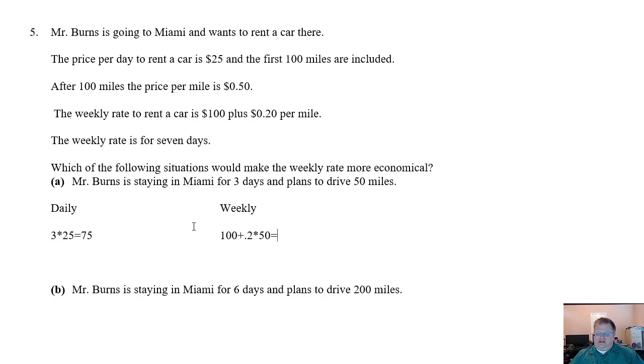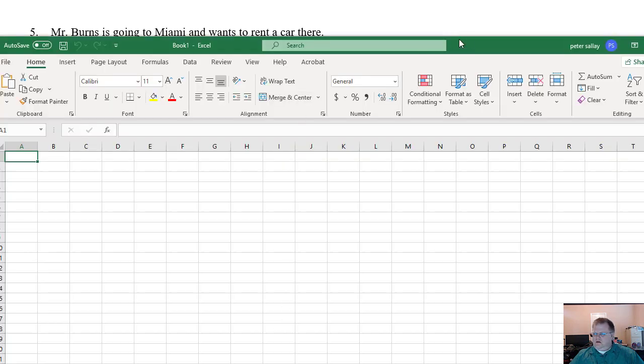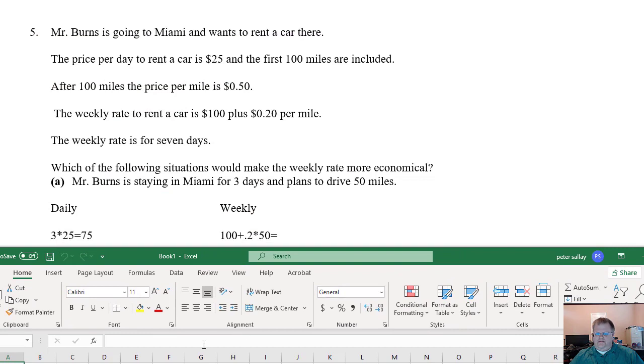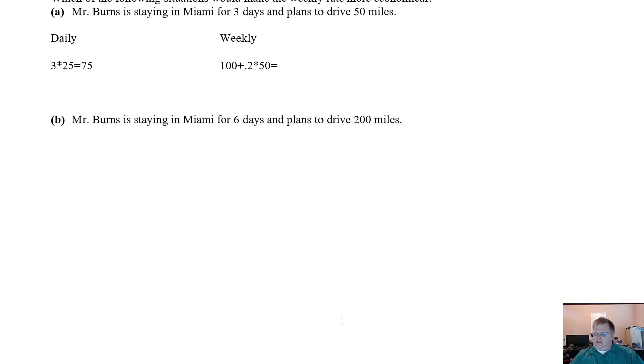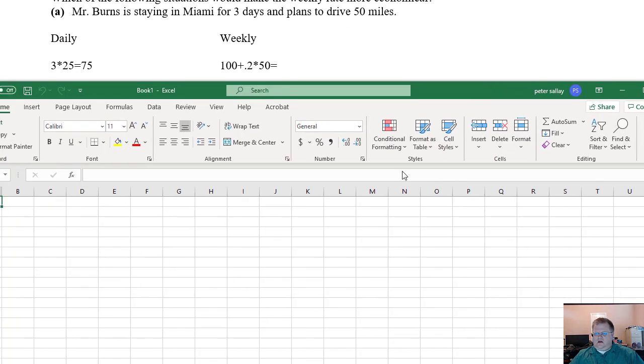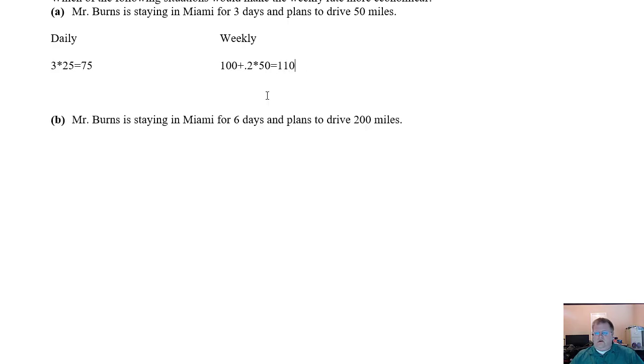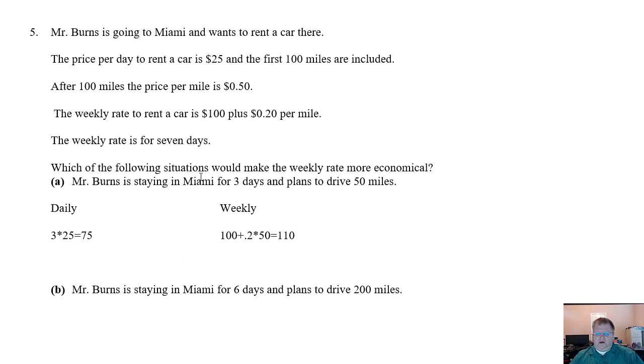So I'm going to go pull up Excel for that. Okay, so let's see here. Let me scrunch that down. I'll put that back down in a second. All right, so in Excel, I want 100 plus 0.2 times 50. That gives me 110. Okay, so for this first trip that they're talking about here, the daily rate actually would be the better rate, and so that's the one I'm going to go for. I would save money if I went that route compared to what I would on the weekly rate.